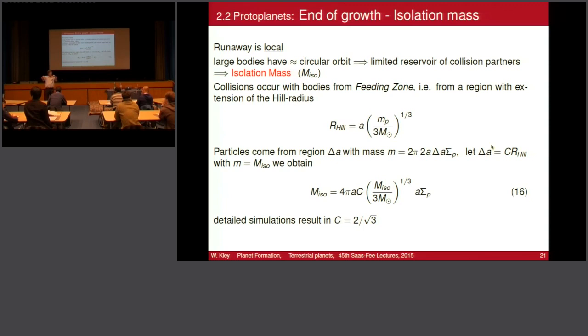And so typically, one finds, if we think that the mass comes from a few Hill radii only, so from the vicinity, I've introduced the concept of this Hill radius. This is the gravitational sphere of influence, basically. So if the particles are closer than that, they can be accreted. And this gives rise to a maximum mass you can get. And this is the isolation mass. Is that a little bit clearer?